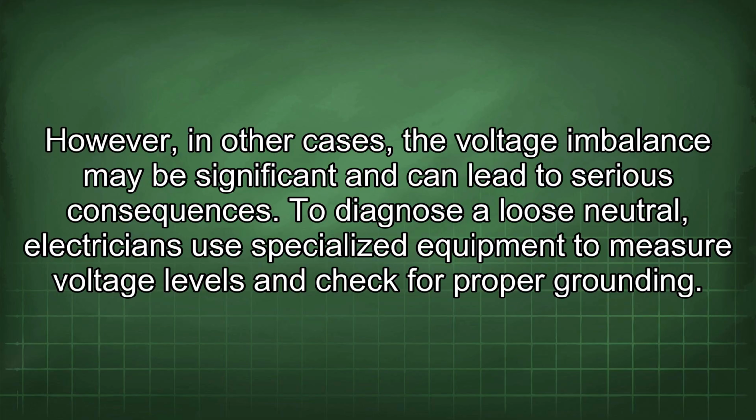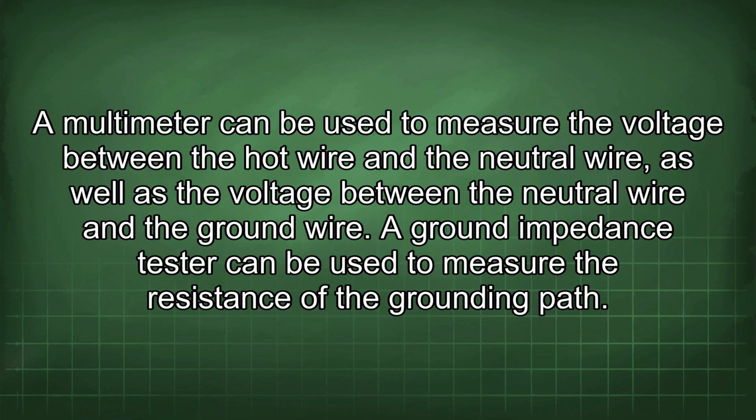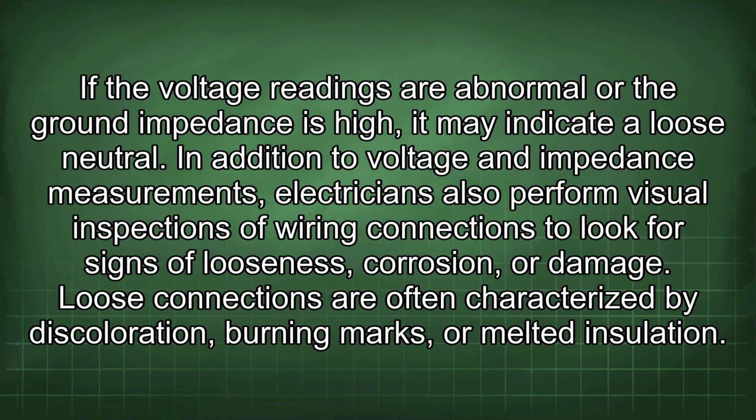To diagnose a loose neutral, electricians use specialized equipment to measure voltage levels and check for proper grounding. A multimeter can be used to measure the voltage between the hot wire and the neutral wire, as well as the voltage between the neutral wire and the ground wire. A ground impedance tester can be used to measure the resistance of the grounding path. If the voltage readings are abnormal or the ground impedance is high, it may indicate a loose neutral.